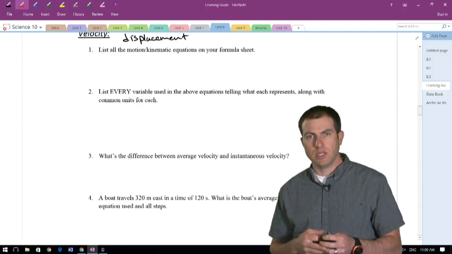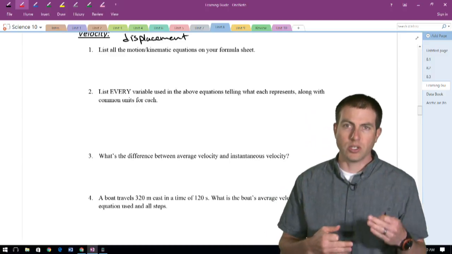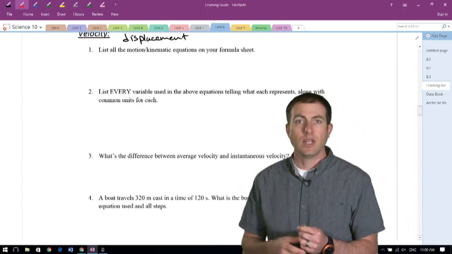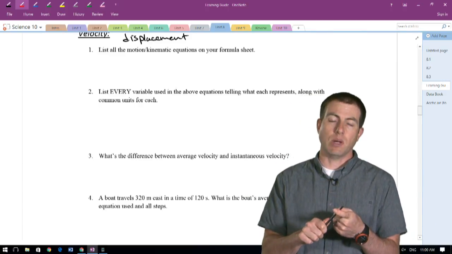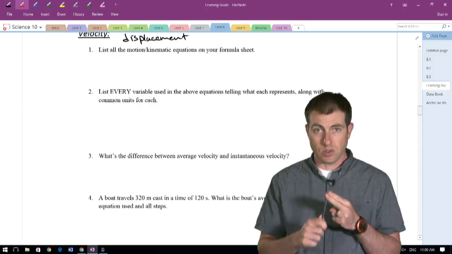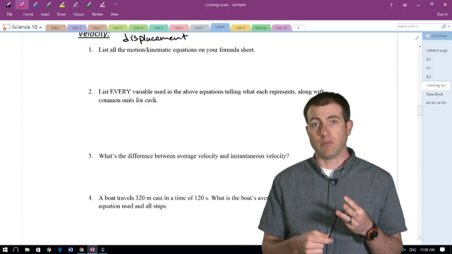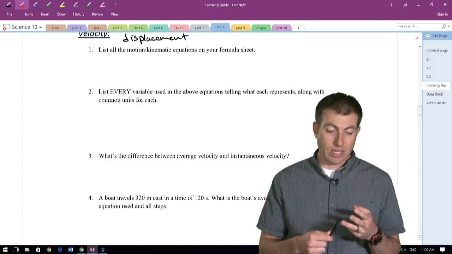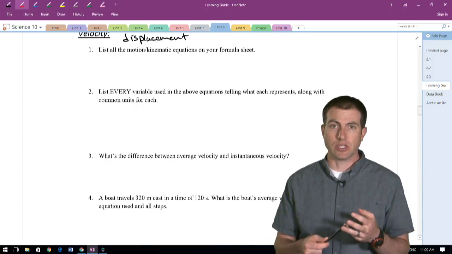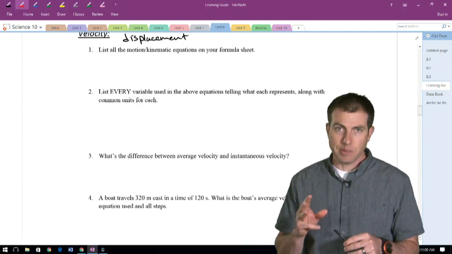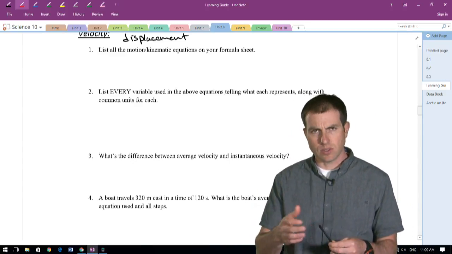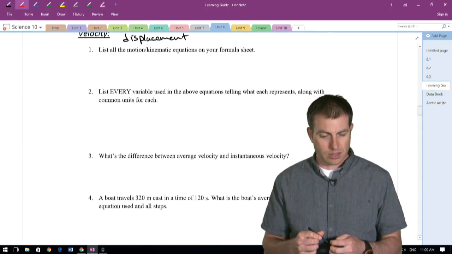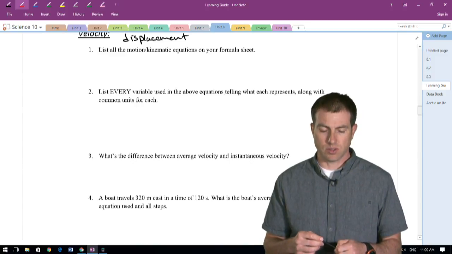Remember, when you're doing these, when I'm going to be marking your learning guide, I'm looking for three things. Looking for the equation you used. I'm looking for you to substitute the correct values into the equation. And then I'm looking for your answer with units. And then if your answer is a vector, units and a direction as well. So those are kind of the big three things I'll look for on each of these questions that requires work to be done. Some of them are obviously just definitions and whatnot.